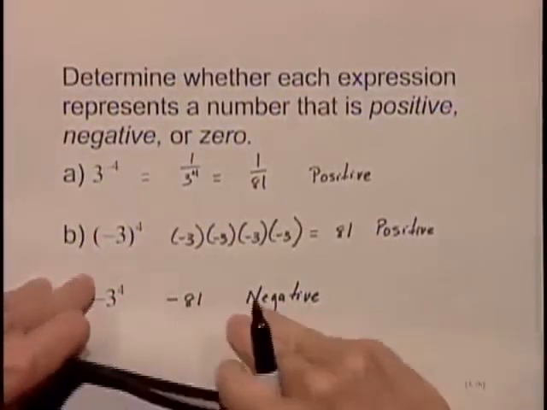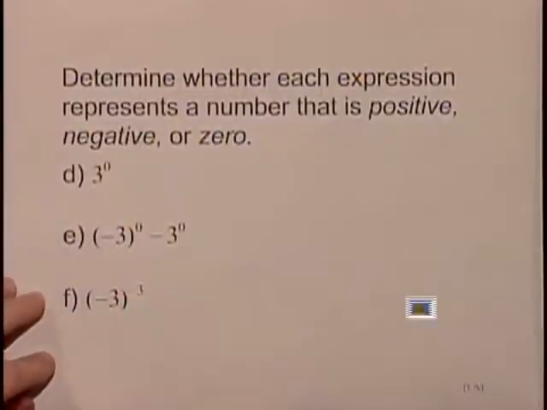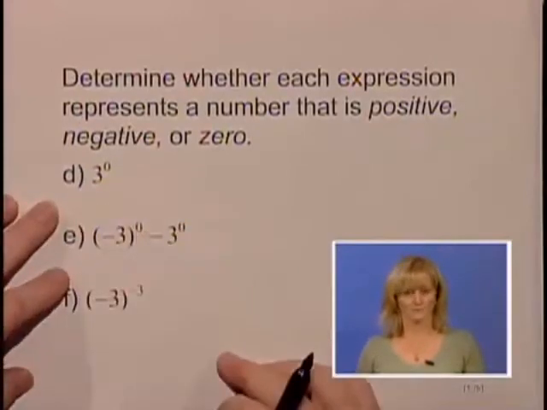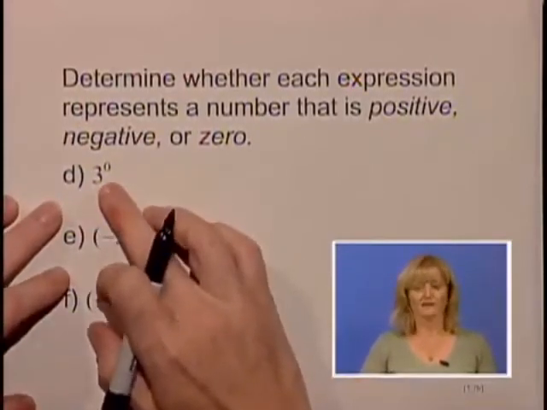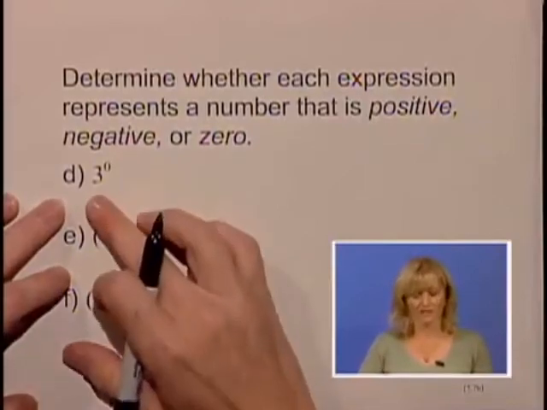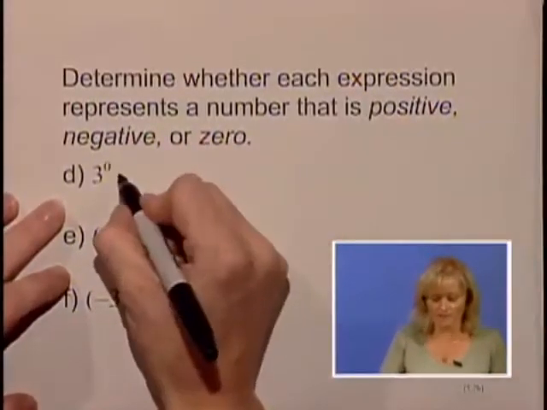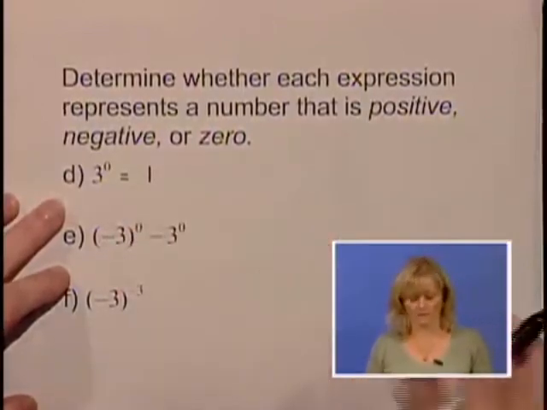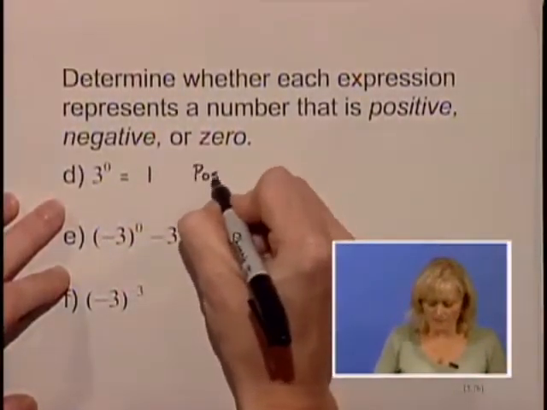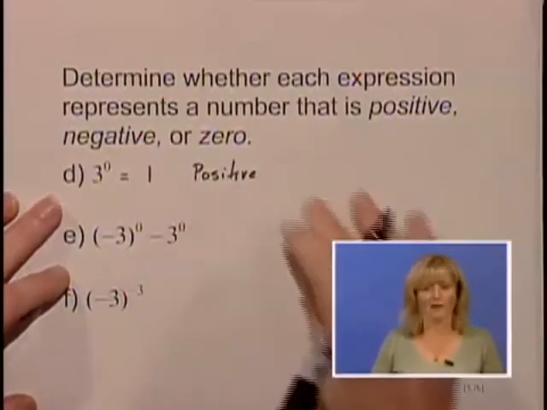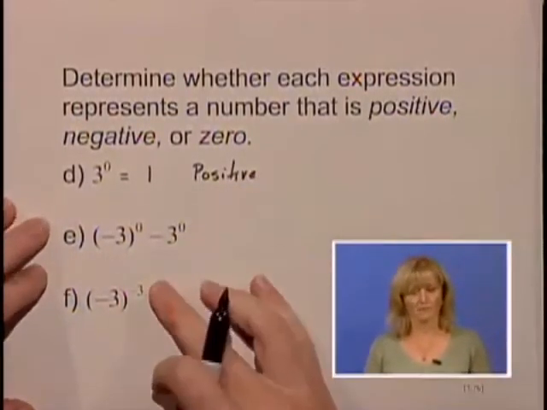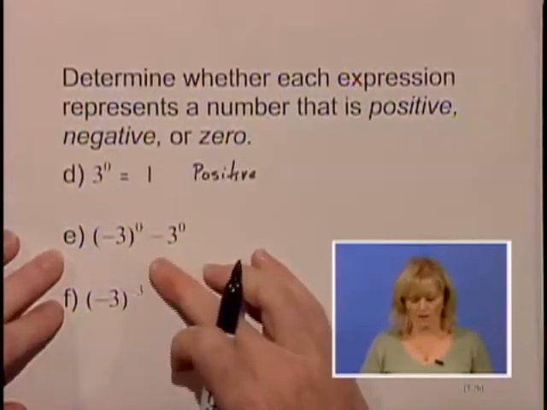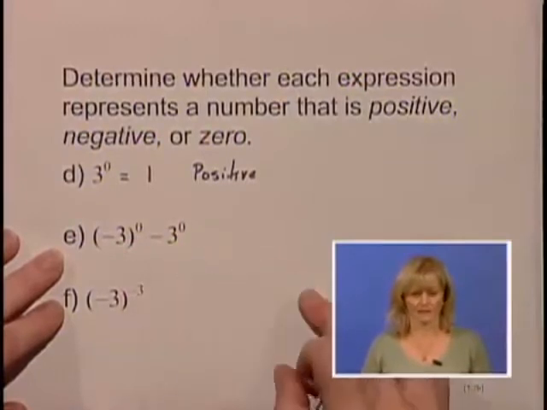Let's do some more. Part D, 3 to the 0 power. By definition, any value raised to the 0 power can be simplified to the value of 1. We'll label that a positive number.